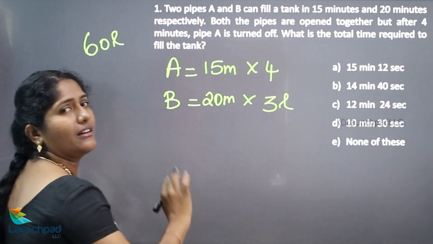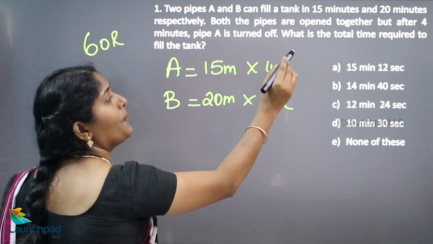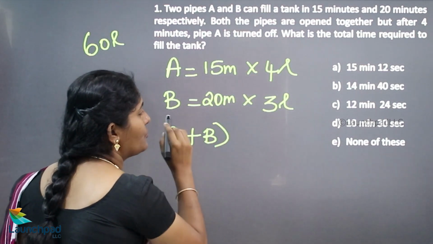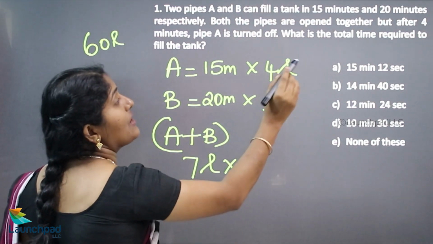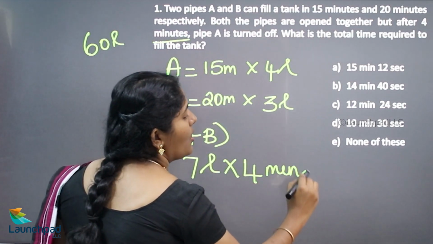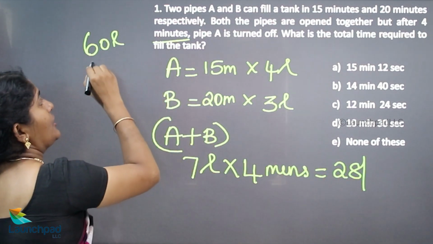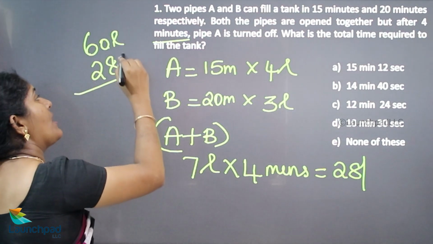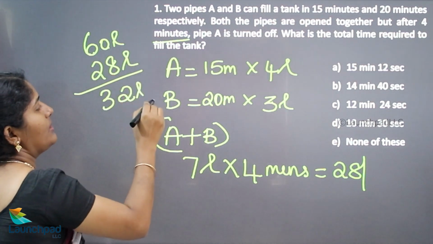If it is hours, it means per hour; if it is days, it means per day, that's all. Now, both the pipes are opened together. Both opened together means they can fill 4 plus 3, 7 liters per minute. After 4 minutes, in the sense both the pipes worked for 4 minutes, 28 liters were filled in the tank. The total capacity is 60. In the total capacity, 28 liters were filled. So 60 minus 28 is 32 liters remaining.